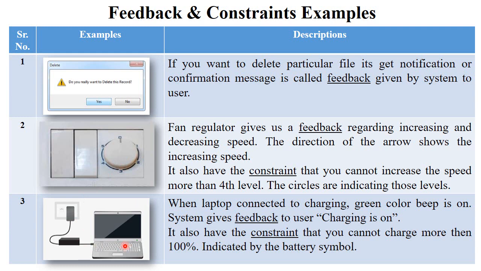Now the next one is the laptop. When you connect your laptop for charging, at that time a green color light is on, which means the system gives feedback that your charging is on. So this is called communication between the system and the user. And the constraint is you cannot charge more than 100%. There is a battery symbol at the bottom corner that indicates your battery percentage. So 100% is the maximum, which is a limitation. 100% means full. So this is the feedback and constraint of a laptop.